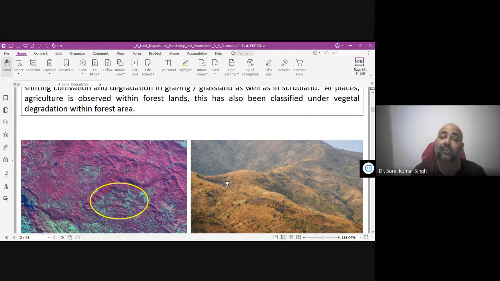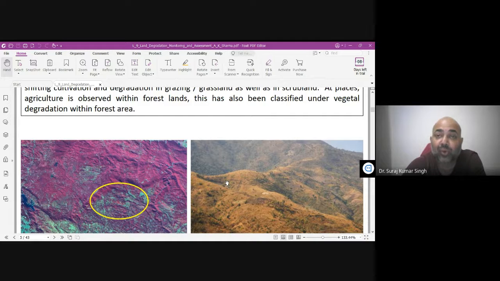Because many persons can say whatever understanding or feature that you're stating, I am not agreeing to it. Maybe this is a very good forest type, but because there has been leaf shedding, and that is giving a reflectance of a scrubland, I don't agree to the classification or the mapping that you have done.